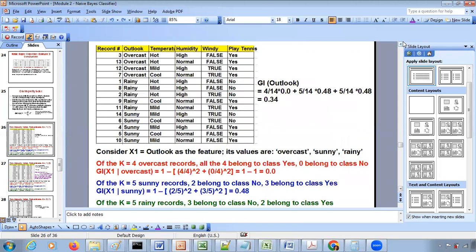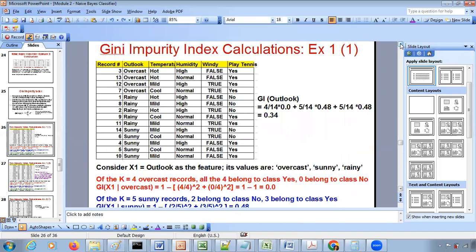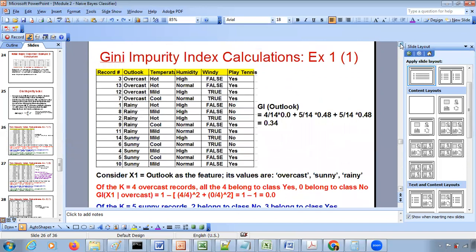So let's do some examples and that will reinforce this idea. So this is the tennis data set where we had 4 features: outlook, temperature, humidity, and windy. And the 2 classes are to play tennis yes or play tennis no.